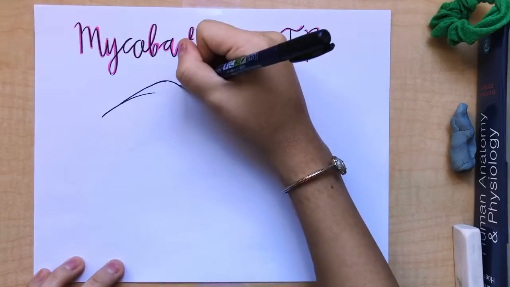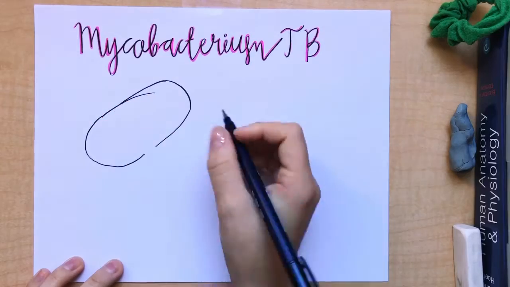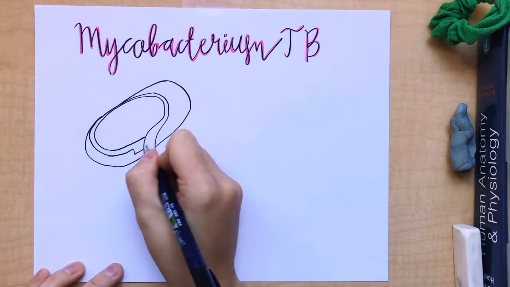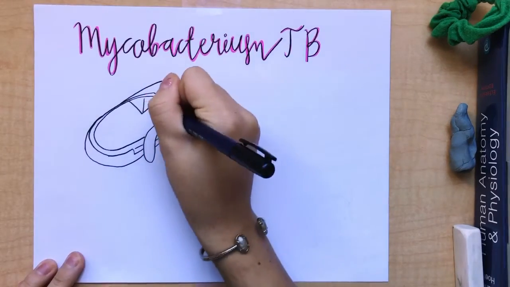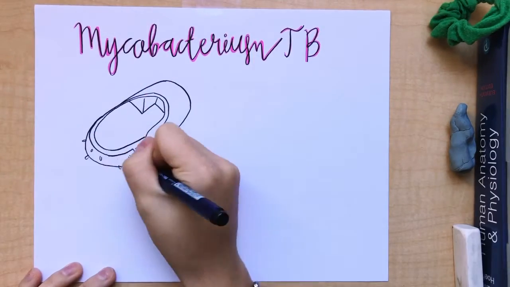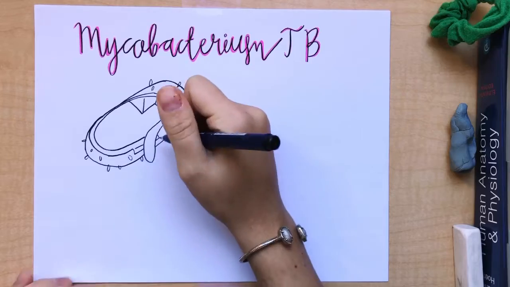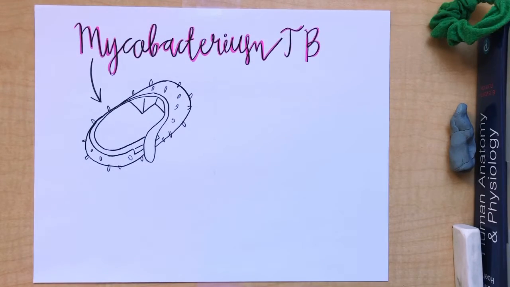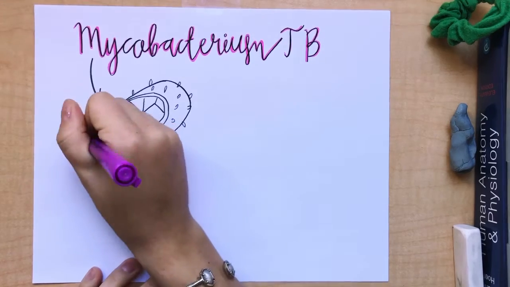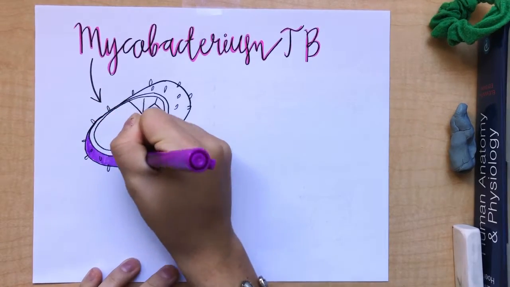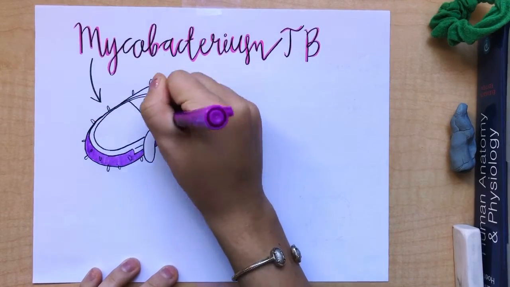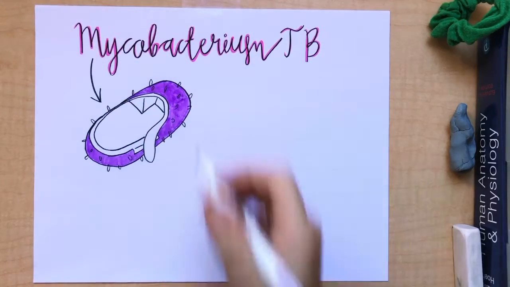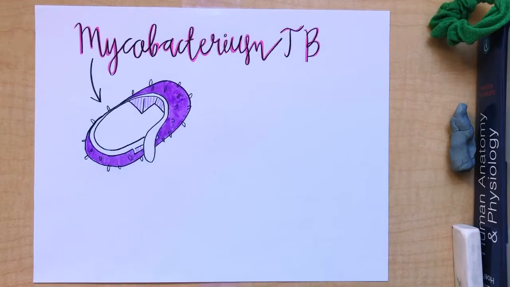So over here in the left-hand corner, you're going to see me draw a mycobacterium from a view that's underneath the microscope. As you can see, I'm coloring in the walls purple, and that's because when you look underneath the microscope, it is actually stained purple. And it actually kind of looks like a fungi from underneath the microscope as well.